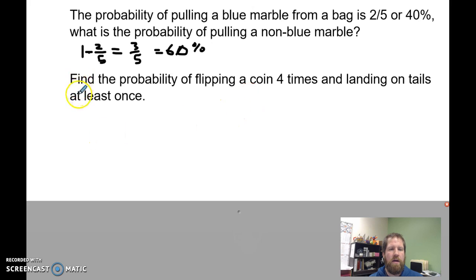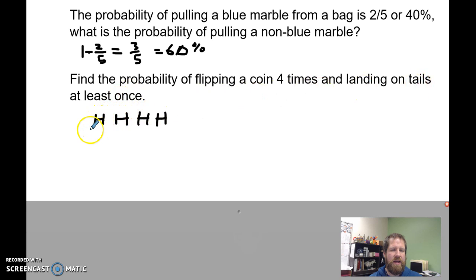We're going to say, okay, what are the ways of me flipping a coin 4 times and having it not land on tails? So it never lands on tails. I would have to flip it and get heads the first time, and then flip it again and get heads the second time, and then heads the third time, and then heads the 4th time. That's the only way I could flip it 4 times and not have it land on tails once.